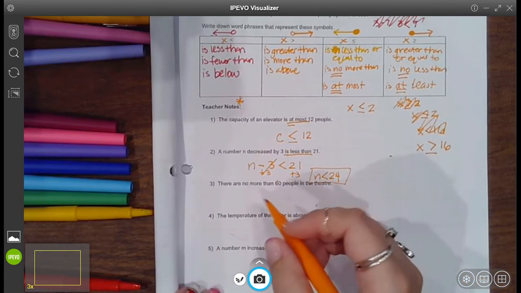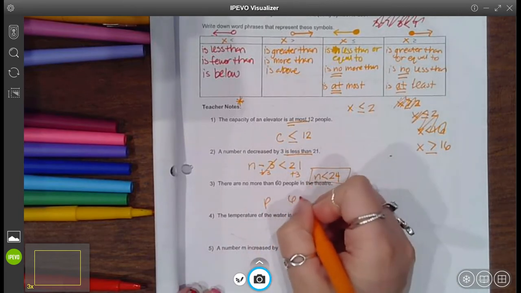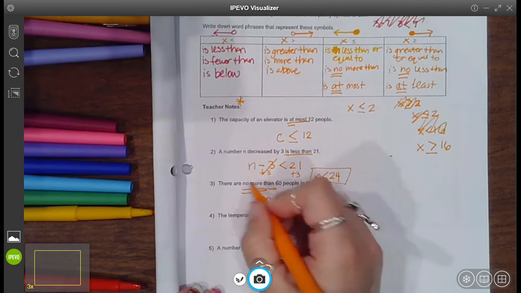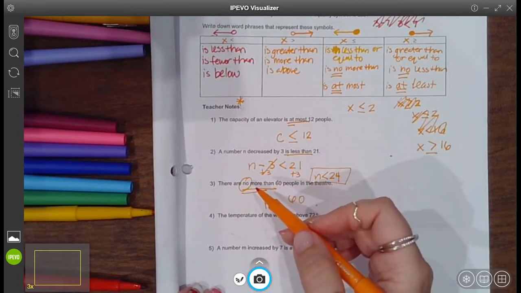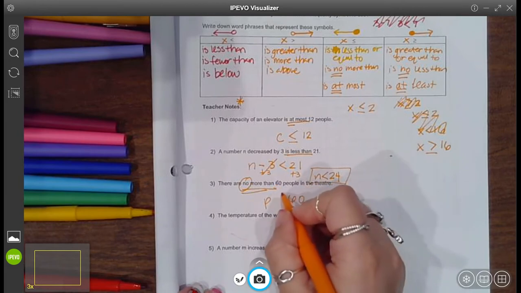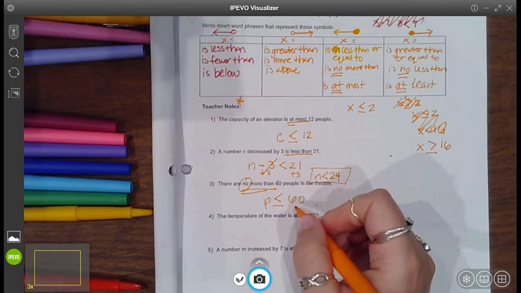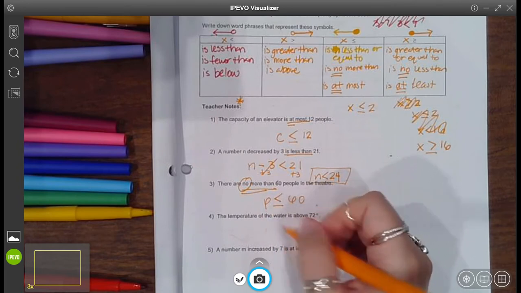Okay, now this one. There are no more than 60 people in the theater. So people and 60. No more than. Aha, did you catch that alarm bell word of no? So then you'd think a more than, but it's actually a less than or equal to. So you could have 60, but they said there's no more than that. So there probably is less than that.